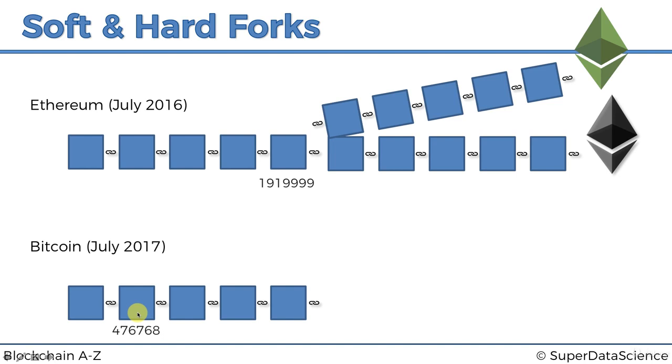But there were people before segregated witness who were opposing it, and they were saying that, look, segregated witness is a patch solution, a temporary solution to a big problem we have. Let's increase the block size to 8 megabytes, and that way we can just put more transactions into a block anyway.